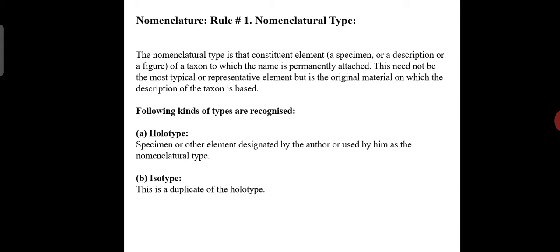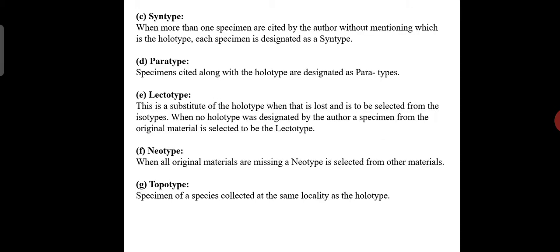The first one is a holotype. Here a specimen or other element is designated by the author or used by him as the nomenclatural type. The second one is an isotype. This is a duplicate of a holotype. The next is a syntype. When more than one specimen is cited by the author without mentioning which is the holotype, each specimen is designated as a syntype.